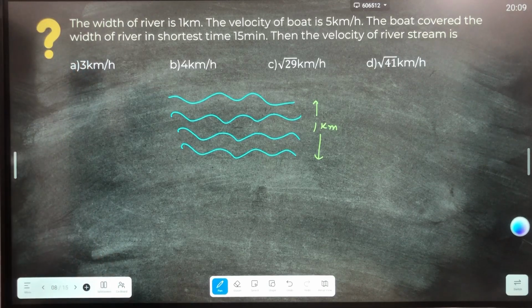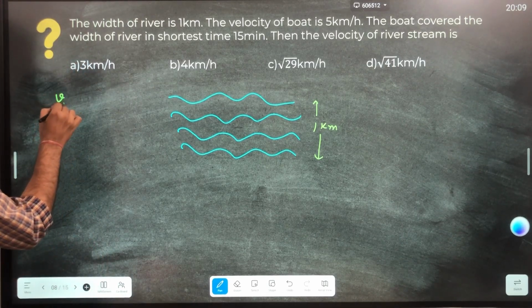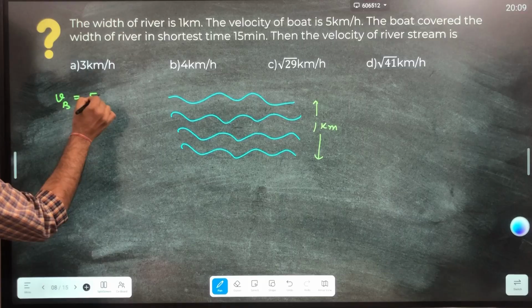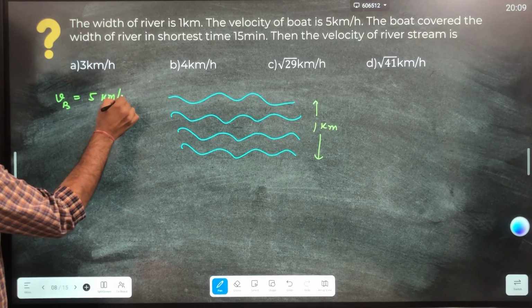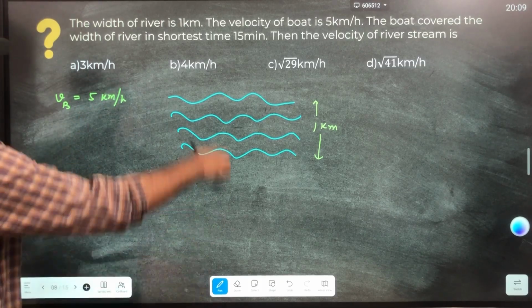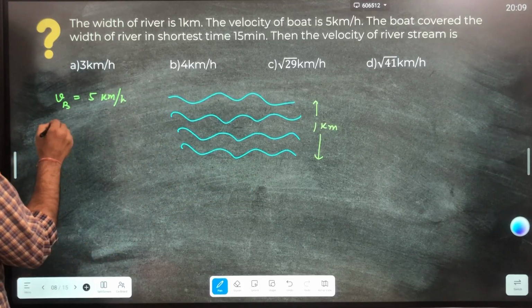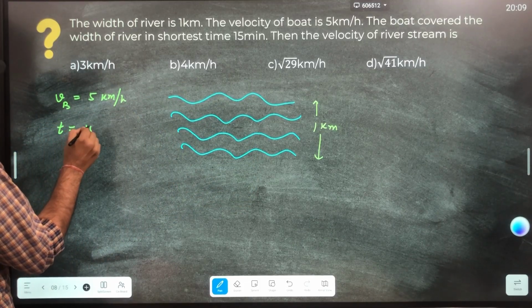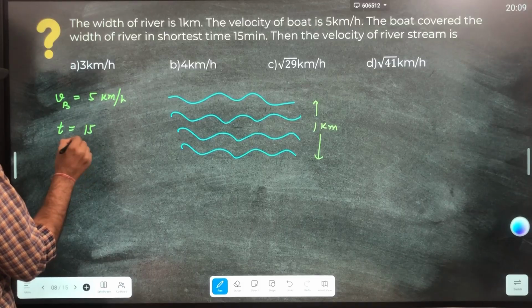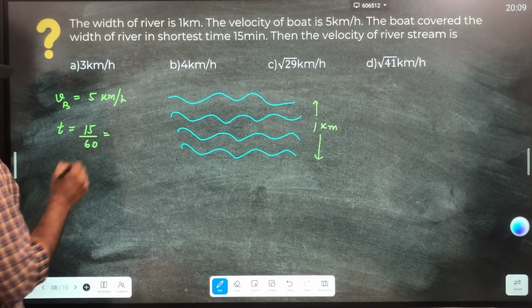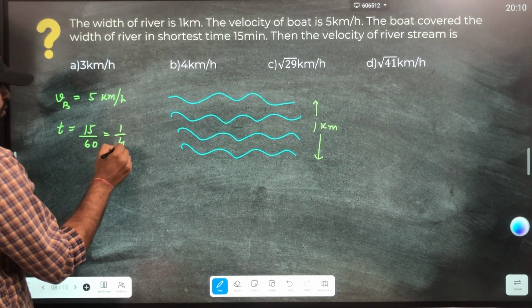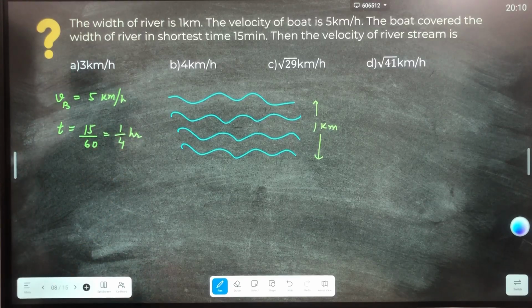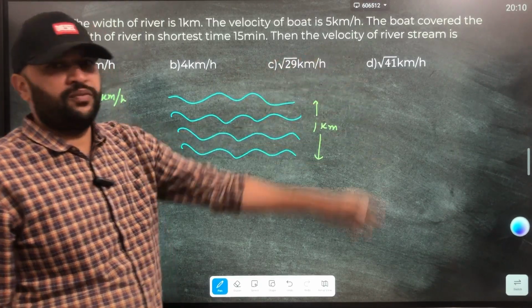The velocity of boat or swimmer, similar thing, is 5 kilometer per hour. The boat covers the width of the river in the shortest time. What is the shortest time? Time is 15 minutes. If it is in minutes, let me divide it by 60 and make it hours. So 15 minutes is 1/4 of an hour. Then the velocity of river stream will be how much?